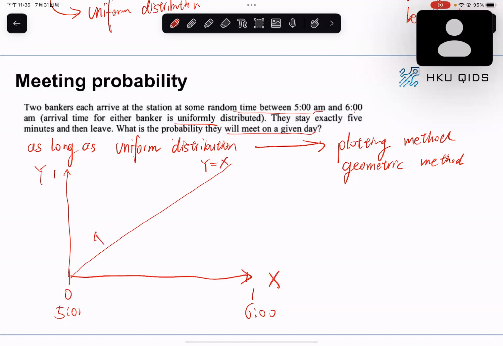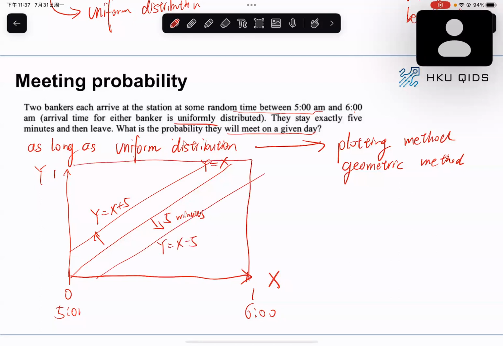So it could move upward or downward for how many minutes? For 5 minutes, right? Because it doesn't matter if X comes first or Y comes first, as long as the other banker comes to the station within the 5 minutes waiting time, right? So this is Y equal to X plus 5, and this is Y equal to X minus 5. And let's just draw a square here, right? And this total shaded area is the probability they will meet on the given day.